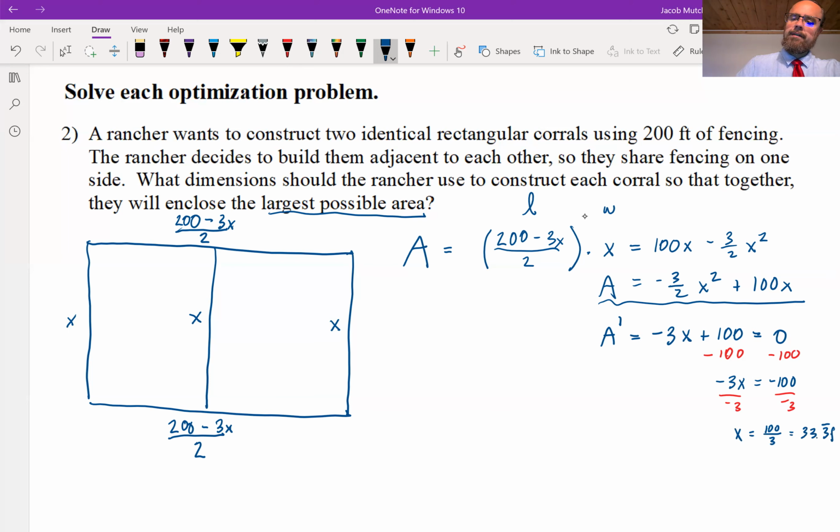If I were to write that as a decimal, 33.3 feet. So if I plug that in, that is going to be the height here. Each of these 3 walls is going to be 33.3 repeating feet, which means if I plug this x value into the expression 200 minus 3x, 3 times 33.3 repeating is 100. So 200 minus 100 is 100, divided by 2 is 50. But then there's 2 corrals, so each of these has a length of 25 feet.